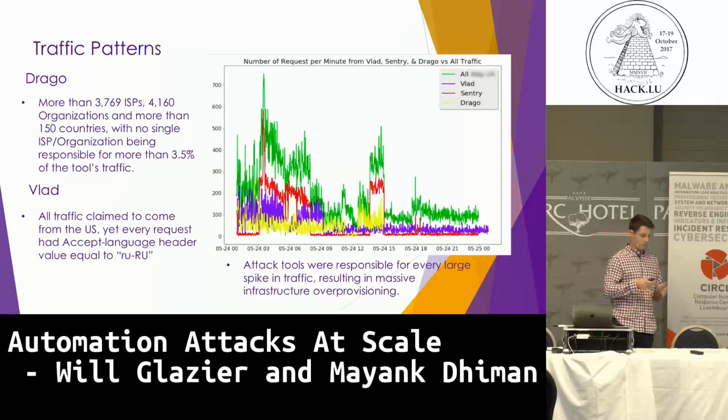When we compiled all these attack tools together, we see in this graph that every single large spike at this retailer's infrastructure was caused by one of these attack tools. So the infrastructure was massively over-provisioned, and there are tons of cost savings for them just to fingerprint these attack tools. And they're coming from thousands of different IPs, thousands of different orgs, hundreds of countries, all in one day. No single ISP or org is responsible for more than 3.5% of these tools' traffic. So from a detection perspective, you're going to need to go beyond playing whack-a-mole a little bit.